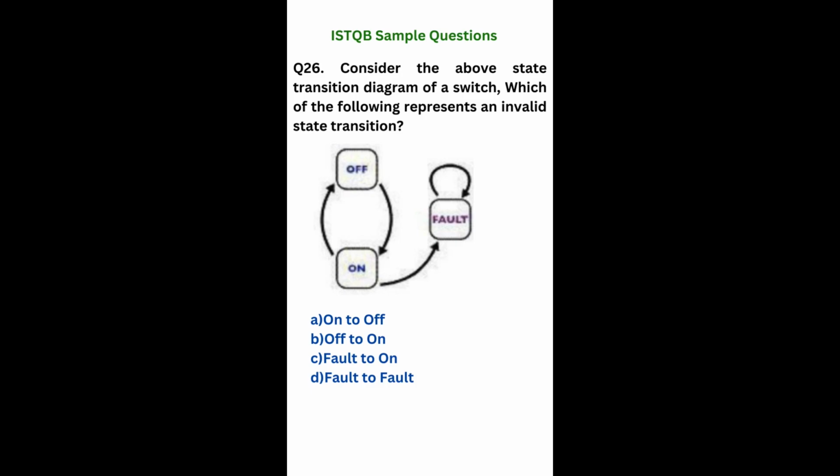Question 26. Consider the above state transition diagram of a switch. Which of the following represents an invalid state transition? A. On to off. B. Off to on. C. Fault to on. D. Fault to fault.